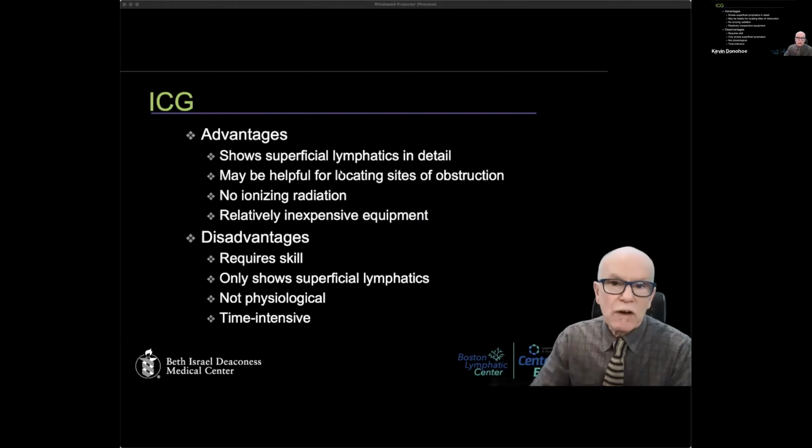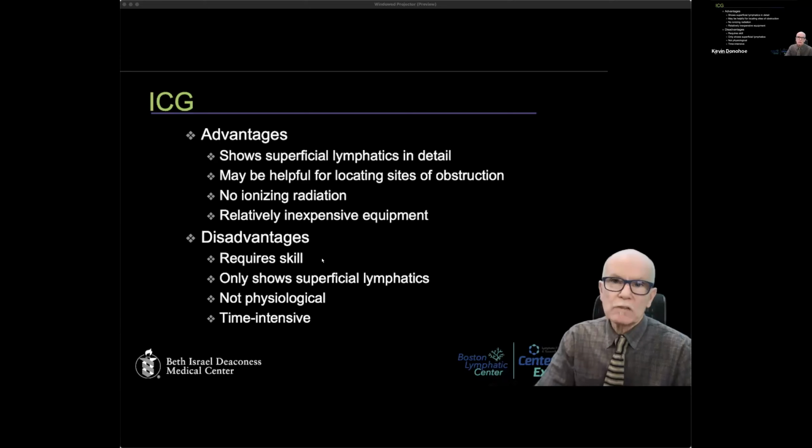The advantages of ICG is it shows superficial lymphatics in detail, but once you get below about a centimeter or two, you can't see the channels very well. The optical light doesn't penetrate that deep, and it can be helpful for locating the site of obstruction. It doesn't have any ionizing radiation, which we consider to be good, and relatively inexpensive equipment. Everything is expensive, but it's not as much as some equipment can be.